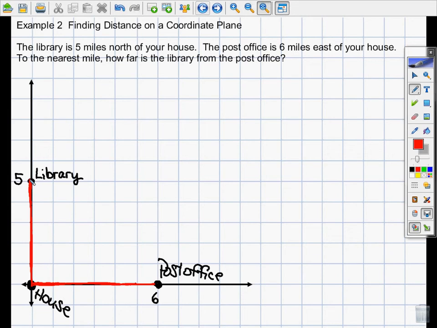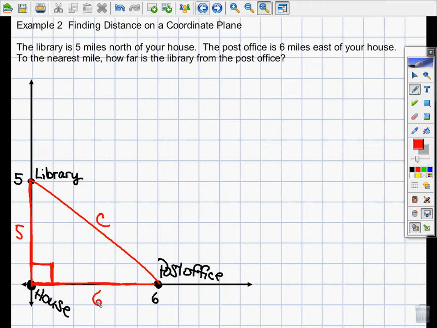What angle was just formed here? Yeah. 90-degree angle right there. And then they're asking us, how far is the library from the post office? So this is what we're trying to find, is right here. Do we have a right triangle? Yes. We sure do. Do we know how far the library is from the house? 5 miles. Do we know how far the house is from the post office? 6 miles. Do we have enough information to plug into the Pythagorean Theorem?